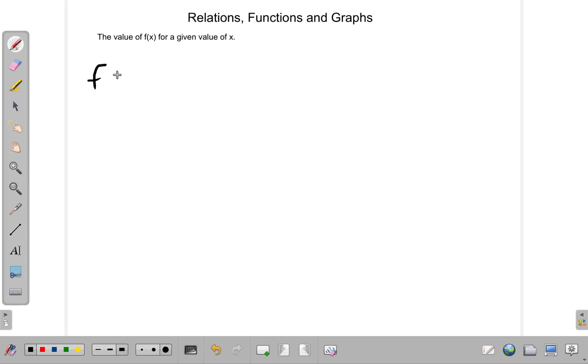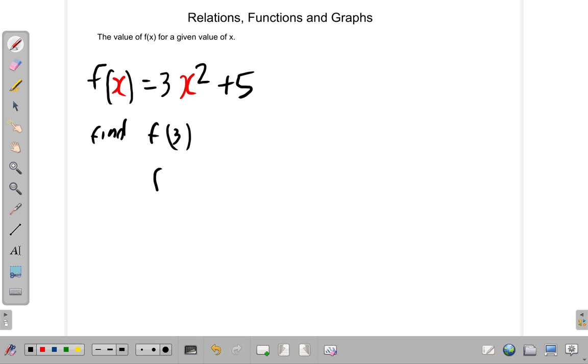We have f of x is equal to 3x squared plus 5. What I want you to do is to find f of 3, f of negative 4, and f of 7. I want you to pause the video, complete this, and then return. So go ahead.